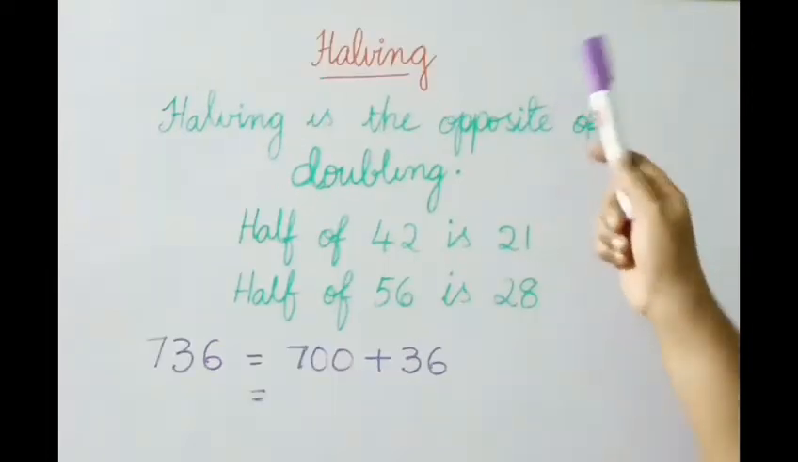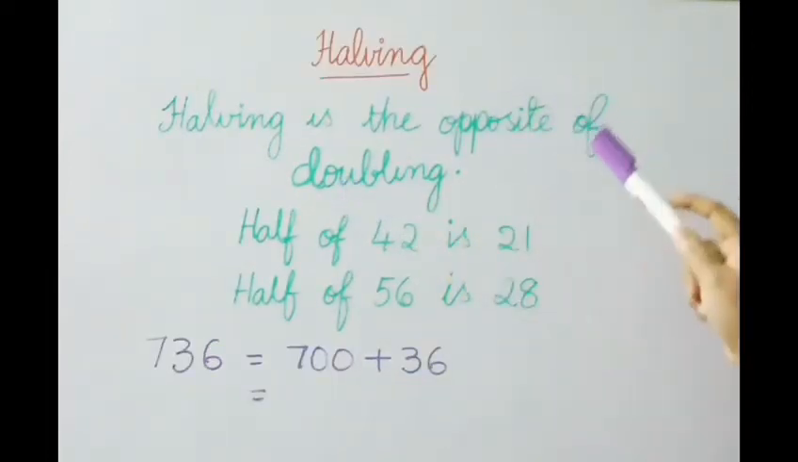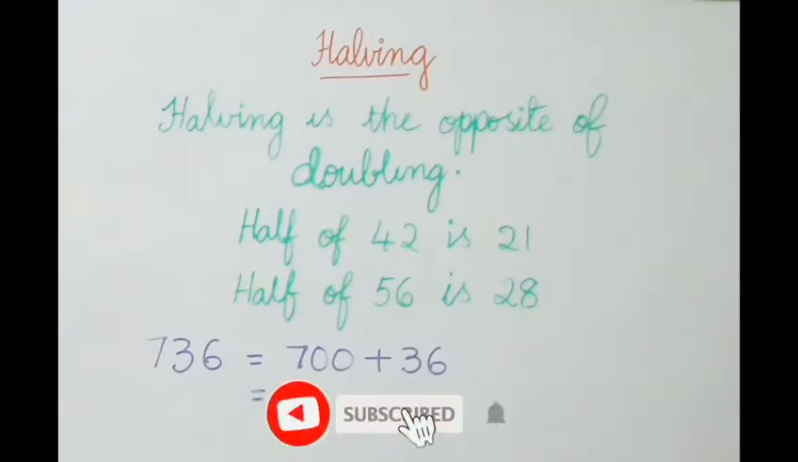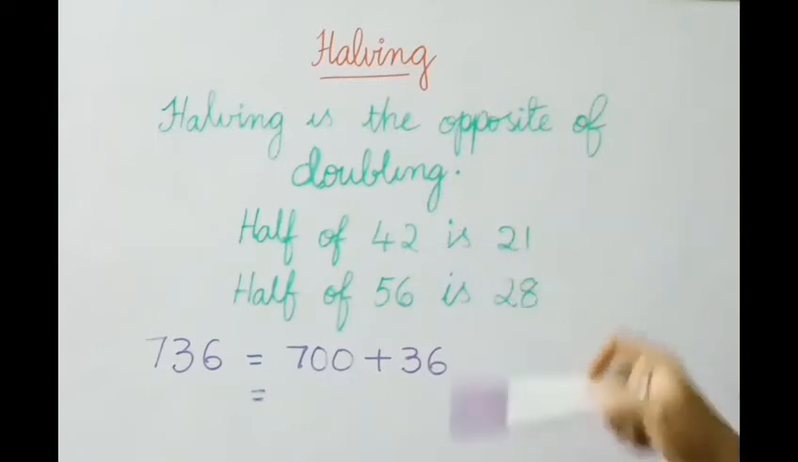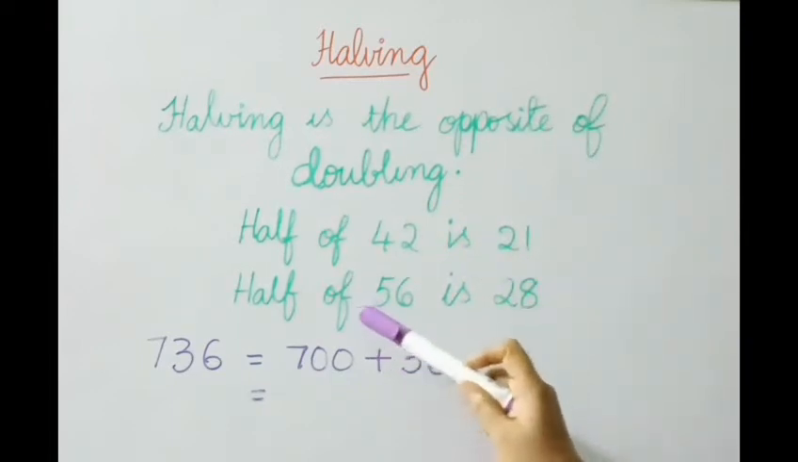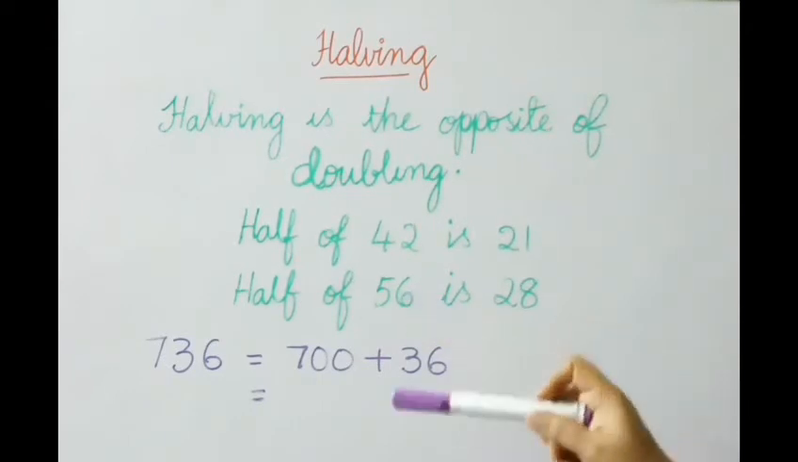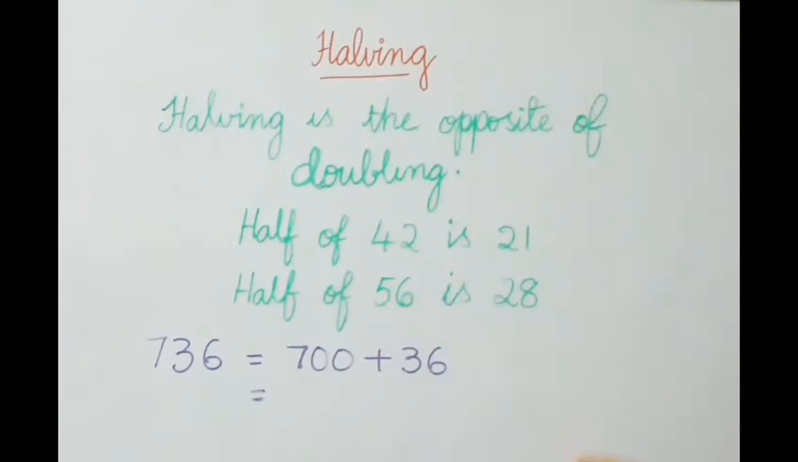See next, halving. Halving is the opposite of doubling. See an example, half of 42. 40 half is 20, 2 half is 1, 20 plus 1, 21. See another example, half of 56. So 50 half is 25, 6 half is 3. So 25 plus 3 is 28. So half of 56 is 28.